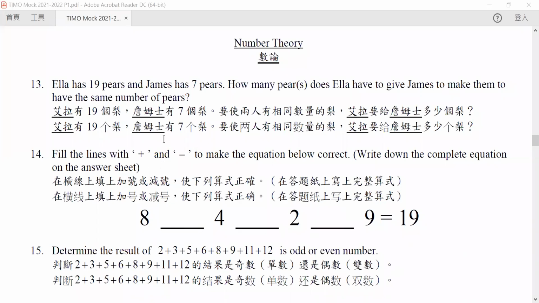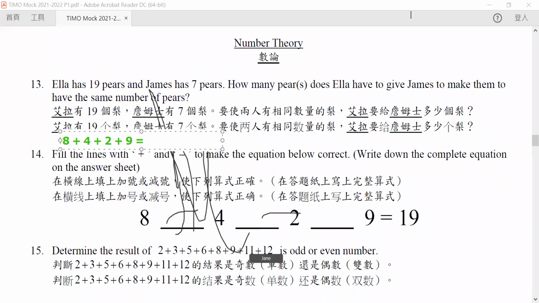you will get the answer, which is 8 plus 4 plus 2 plus 9, and this would be equal to 23.